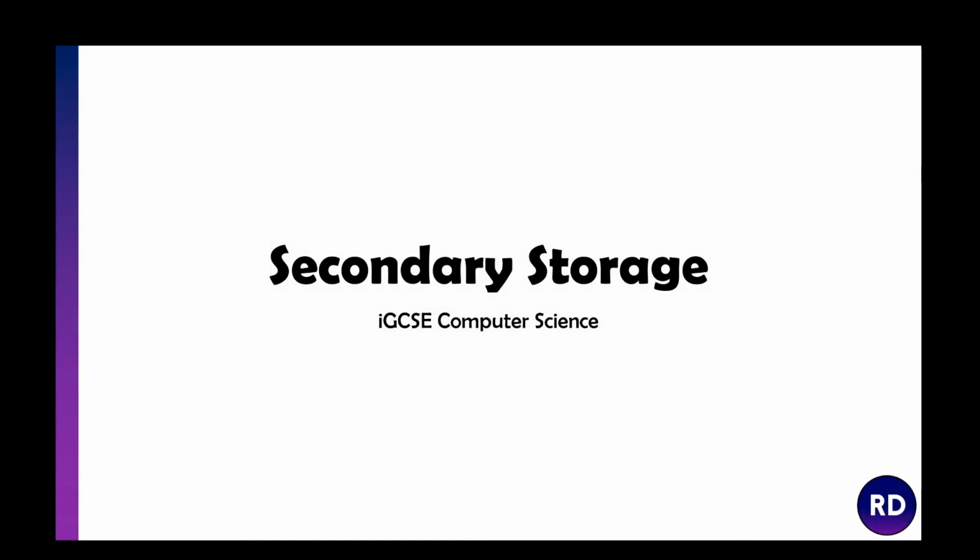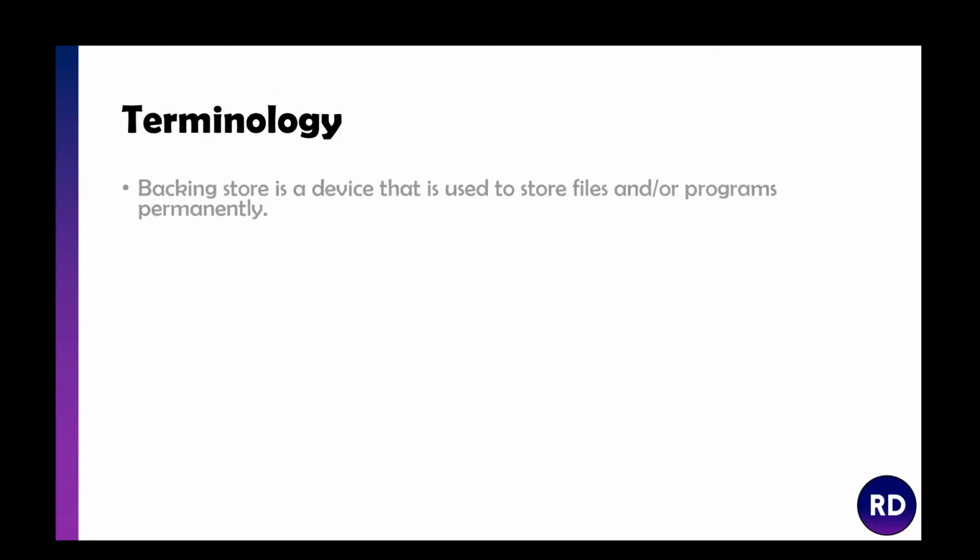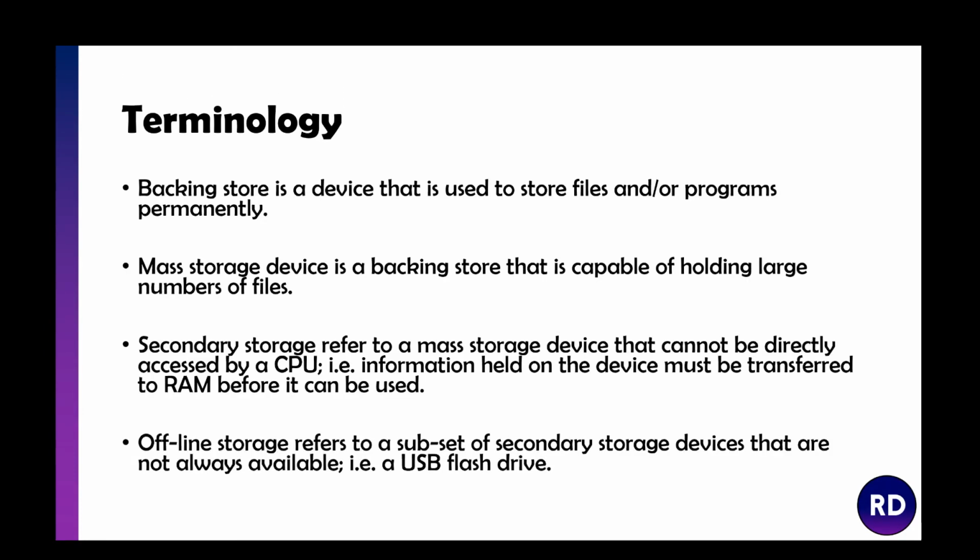In this video we're going to look at the role of secondary storage in computer science. First things first, I just want to go through some basic terminology. So a backing store is a device that is used to store files and programs permanently. So it's what, when you install a game or something like that and it stores it to your C drive, that is your backing store. I don't mean the programs stored in RAM.